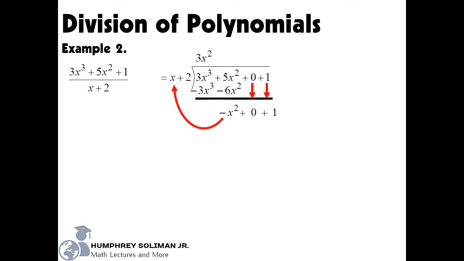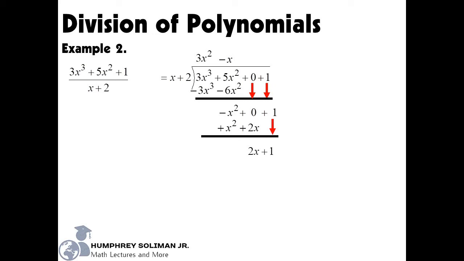This time, we will divide negative x squared by x. This will become negative x. Next, we will multiply negative x to x plus 2. This will be negative x squared minus 2x, and then, we need to subtract negative x squared minus 2x from negative x squared plus 0. To do that, we need to change the signs and proceed to addition. This will give us 2x plus 1.